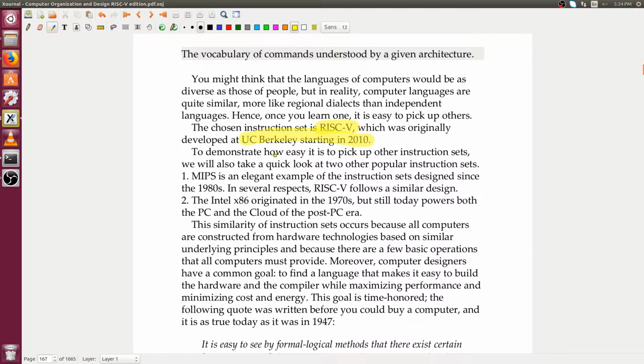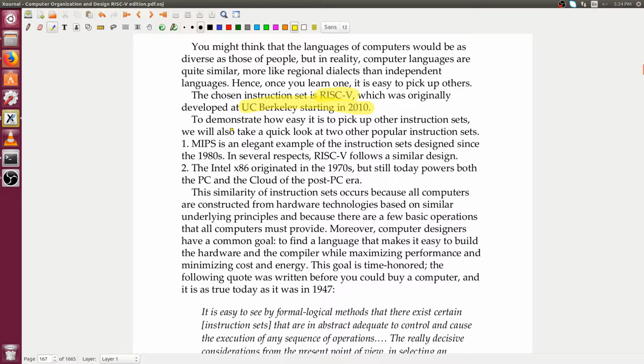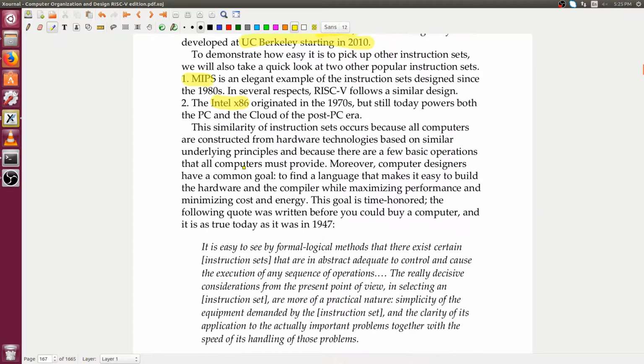RISC-V is a lot the same way. I think it is, though maybe it might not be a teaching one. It might be a general purpose one, good for actual application. I don't know if anything uses RISC-V though. To demonstrate how easy it is to pick up other instruction sets, we're going to look at MIPS and x86, just to show that if you know one assembly language, you can reason about every assembly language for the most part. There are a couple of nuances based upon instructions that may be different sizes, and we'll learn what that means in different architectures, but the core idea is the same.